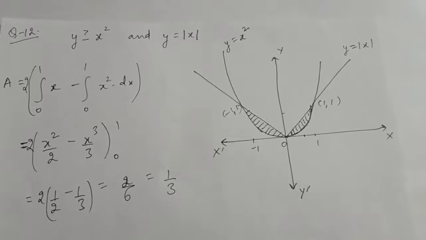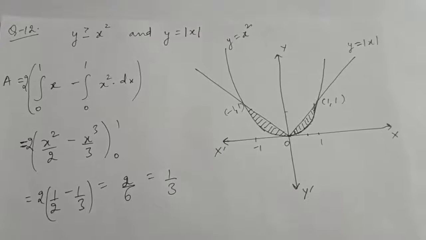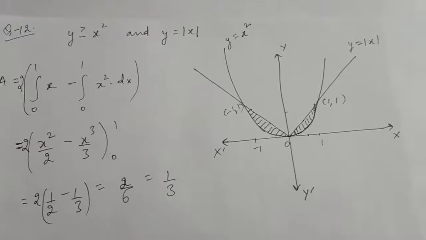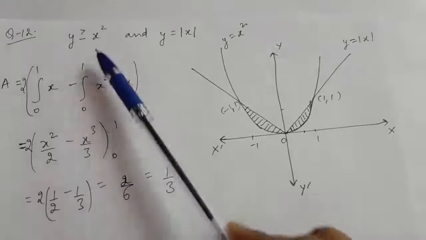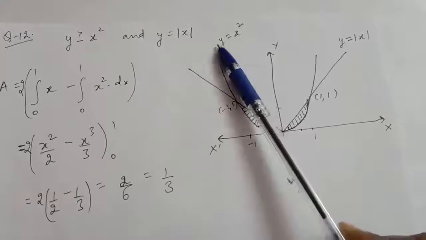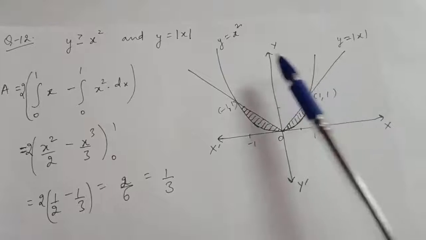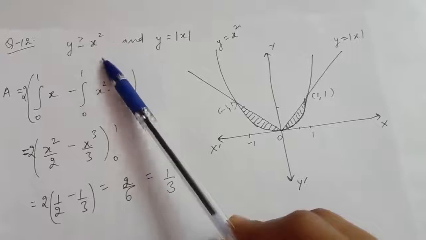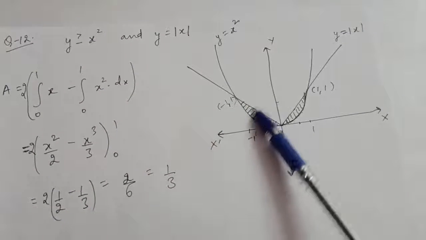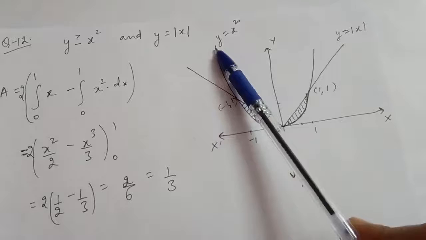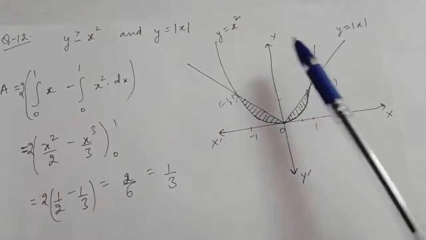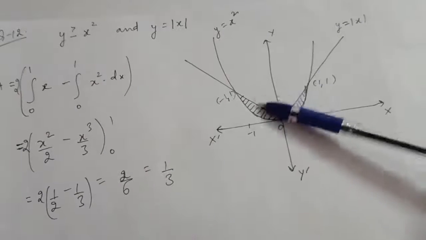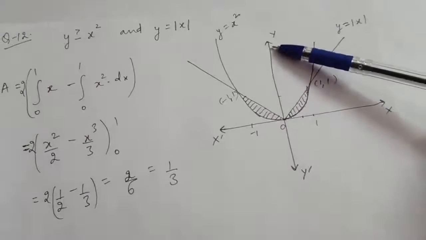Number 12 is find the area bounded by the curve y greater than or equal to x square and y is equal to modulus of x. Now see, don't get confused with this inequality given in the question. First of all draw the graph of y is equal to x square, which is this parabola. Now because in the inequality it is given that y is greater than x square, we have to shade the portion above this parabola, because at this parabola these are the points where y is equal to x square. Now y will be greater than x square on this side only because y increases as this, right?